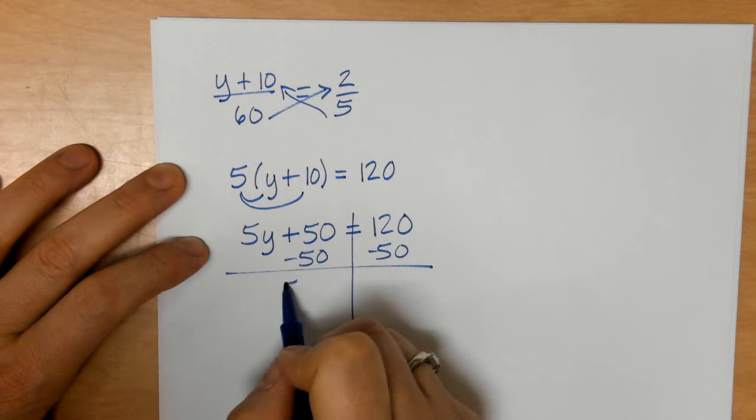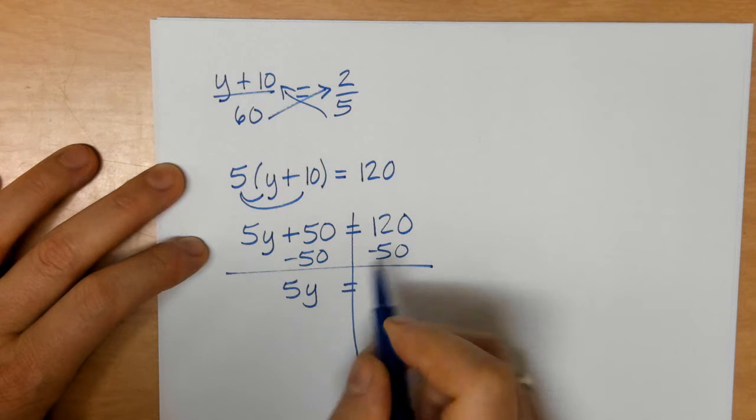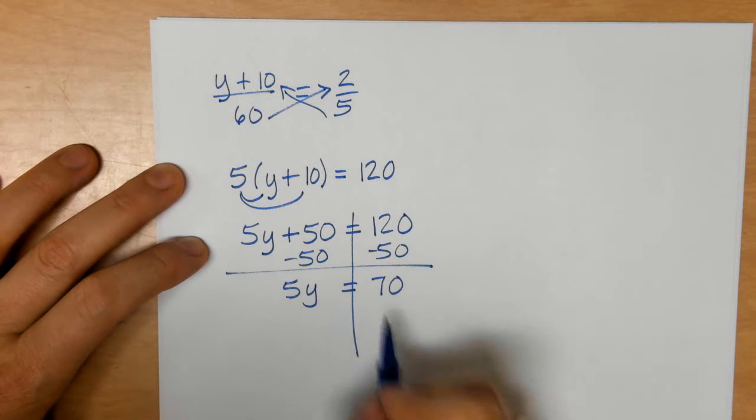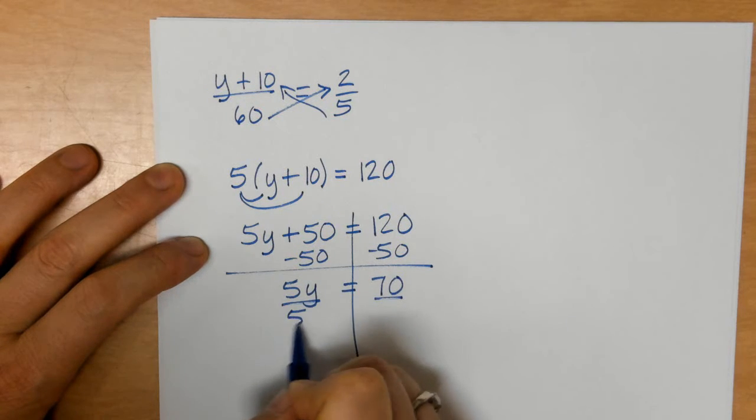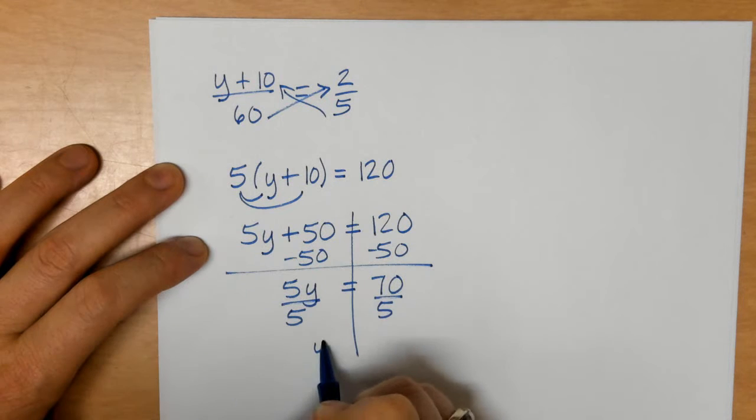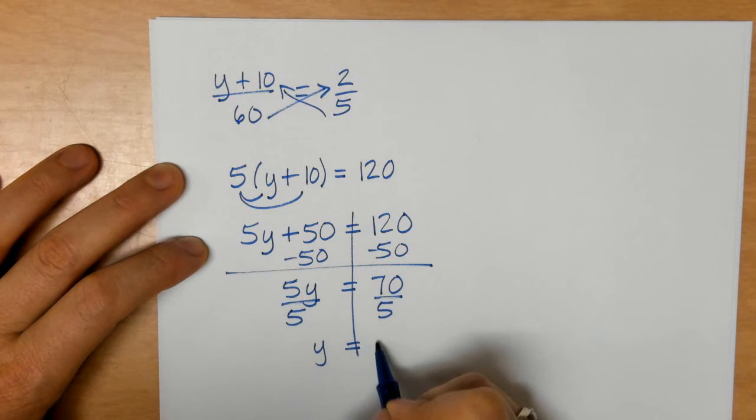So now I can subtract 50 on both sides. So I'm trying to isolate the variable. So 5y is equal to 70. Now I can divide both sides by 5, and y is equal to 14.